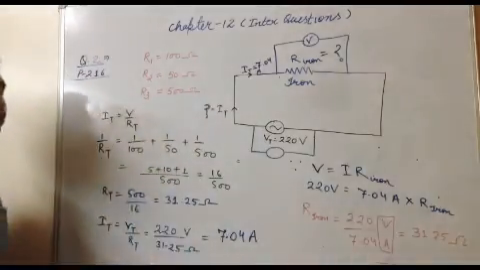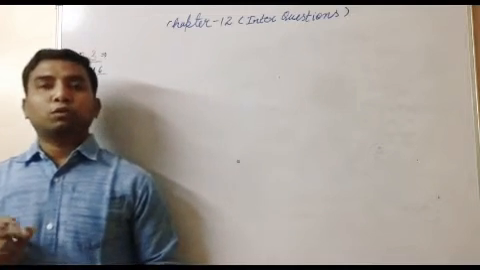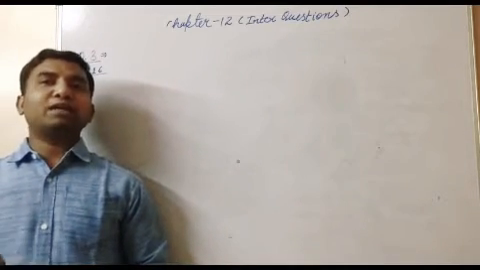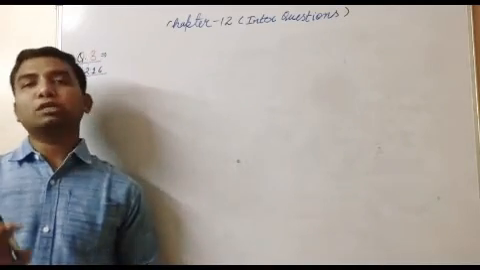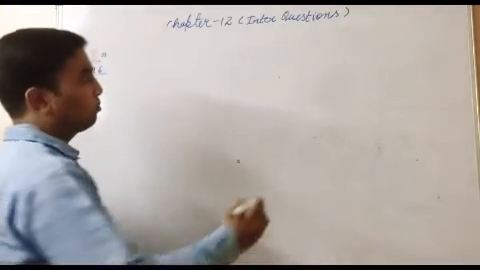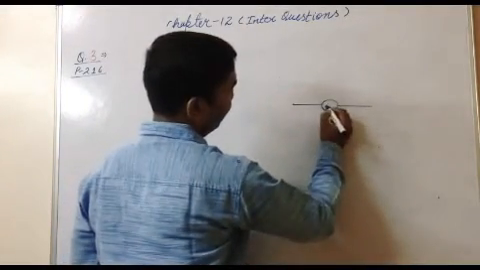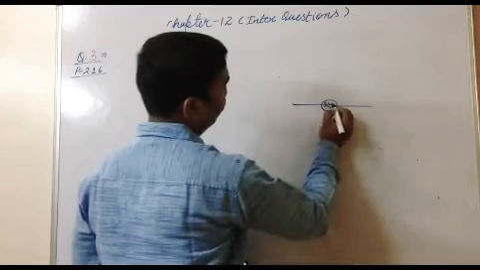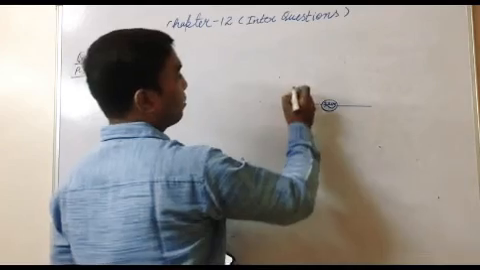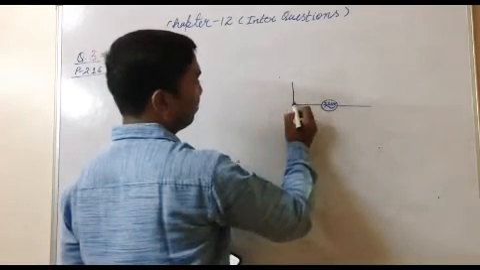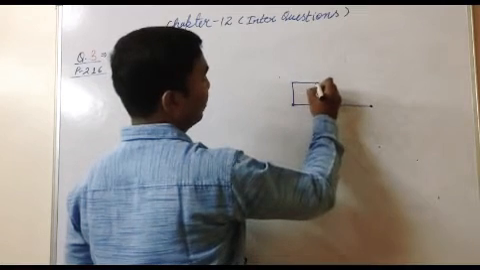So please note down this question. Question number 3, page number 216: what are the advantages of connecting all the appliances in parallel compared to the series combination? So look, this is our supply. Suppose in our home, what is the domestic supply? 220 volt. Now how are all the things connected? All the things are connected in parallel.